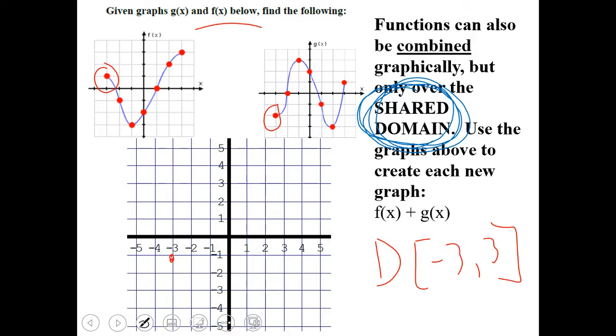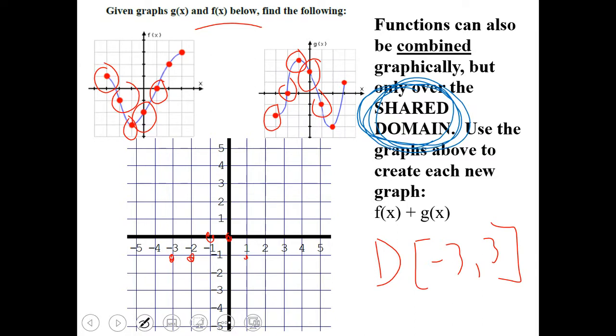Then go to -2. At f of x when x equals -2, and g of x when x equals -2, add those y values together. -1 plus 0 gives me another -1. So -2, -1. Then at x equals -1, I'm going to get -3 and 3. Turns out that's going to be 0. Go to 0, -2 plus 2. That's another 0. Go to x equals 1, add the y values. 0 plus -1 is -1.